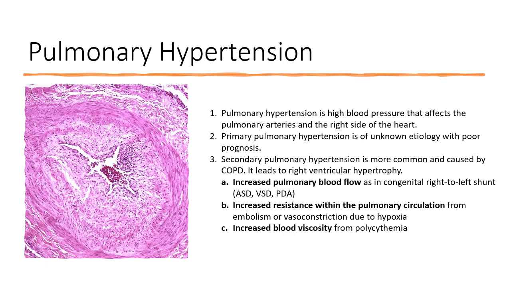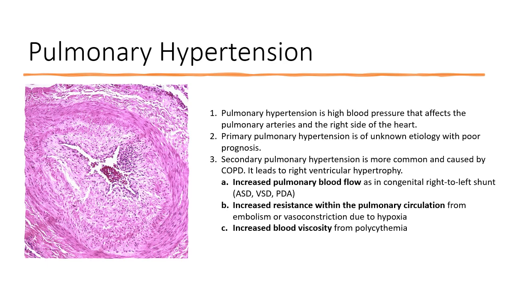Primary pulmonary hypertension is of unknown etiology with poor prognosis. There is absence of any heart or lung disease. Secondary pulmonary hypertension is more common and often caused by COPD. It leads to right ventricular hypertrophy.